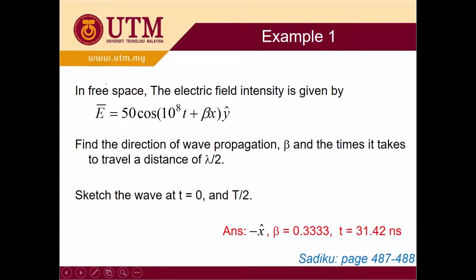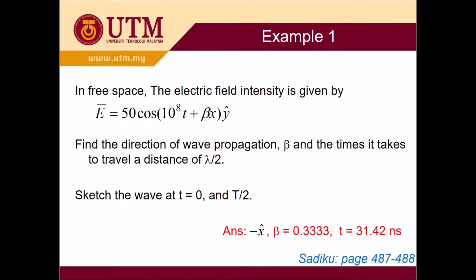In free space, the electric field intensity is given by E equal to 50 cos(10^8 t + beta x) y. The question is: find the direction of wave propagation, beta, and the time it takes to travel a distance of lambda over 2, which is a half wavelength. Next, sketch the wave at t equal to 0 and t equal to T over 2.